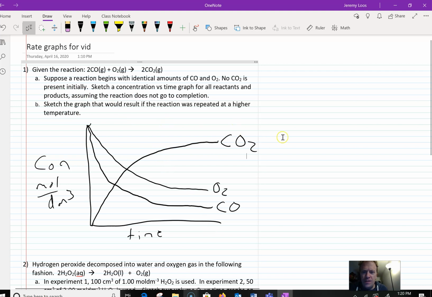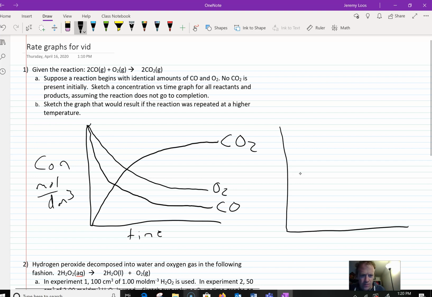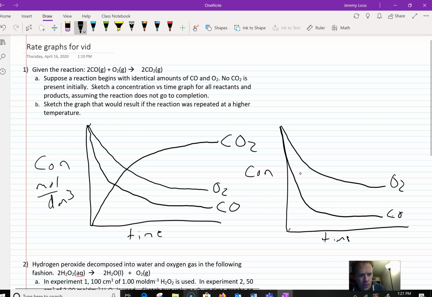So for B, it says sketch the graph that would result if the reaction was repeated at a higher temperature. Okay, well, let's just make that one right next to this one. And we've got concentration, we've got time again. So what's going to change is the rate. It's going to make everything faster. So the way it would look different is maybe something more like that. I'm going to do a better job of, there's my CO, there's my O2, and then there's my CO2.